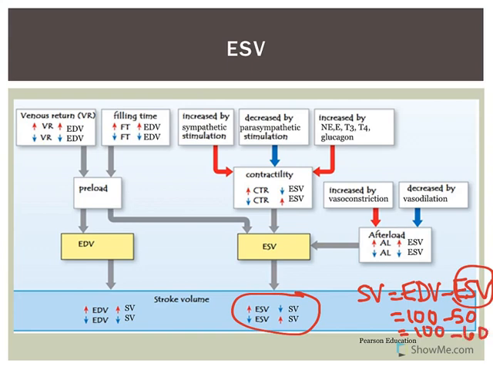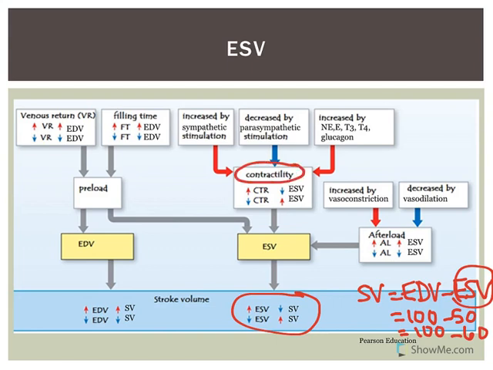So that means if my end systolic volume goes up, I'm leaving more blood in the heart. It's not going out. So that's going to decrease your stroke volume. If you decrease your end systolic volume, that will increase your stroke volume. So let's look at some factors that affect it. So we're going to go backwards.